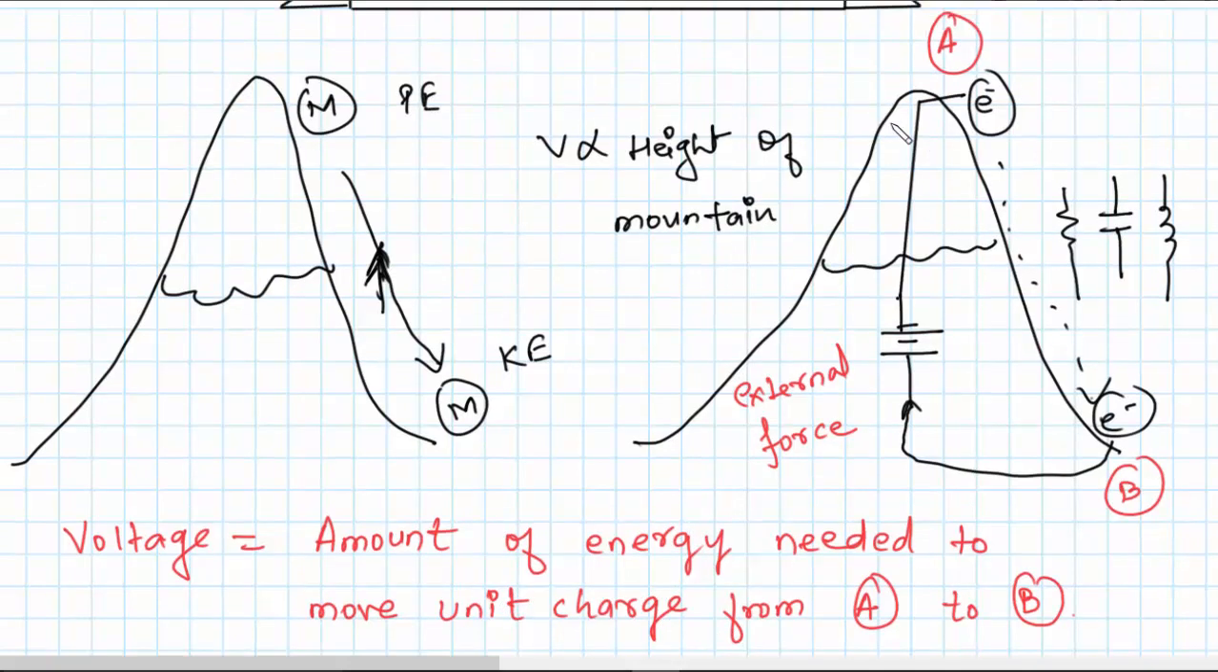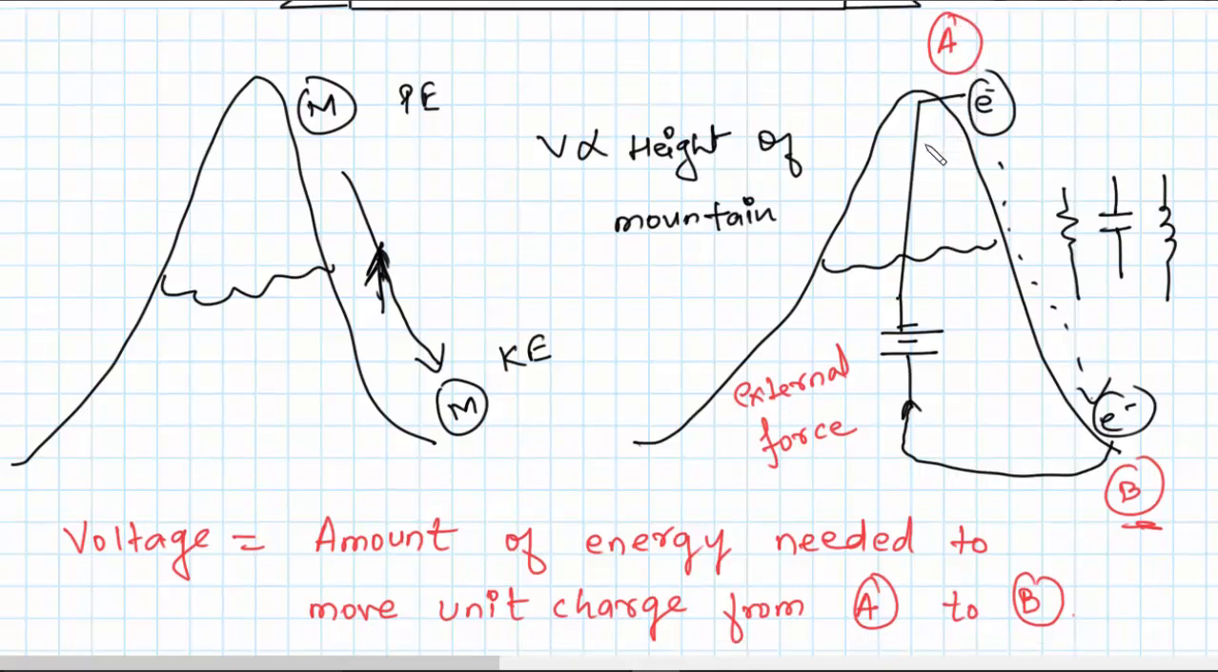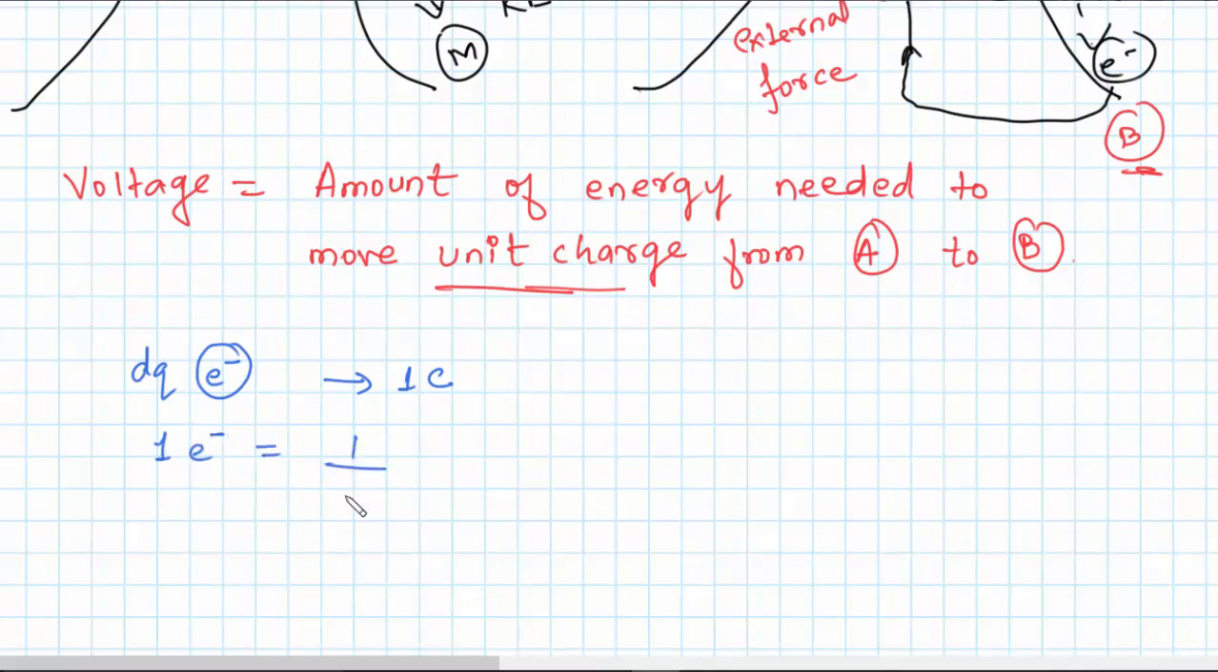So this is our point A and this is our point B. The amount of energy needed to move a unit charge from A to B is the voltage. Now you may ask what this unit charge means. Let me explain it. Suppose the charge of dq electrons is 1 coulomb. Now what do you think will be the charge of one electron? The charge of one electron will be 1 over dq coulombs, and this is known as unit charge.